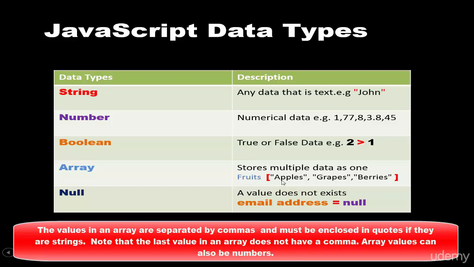And with arrays, the values are indexed from 0. For example, the first value is a 0, and then 1 and 2. So if you want to reference this apple, you do fruits, square brackets, and then 0. That would mean you're referring to the apple inside the fruits array. So this is how you would create an array, and they are used to store multiple data as one value.